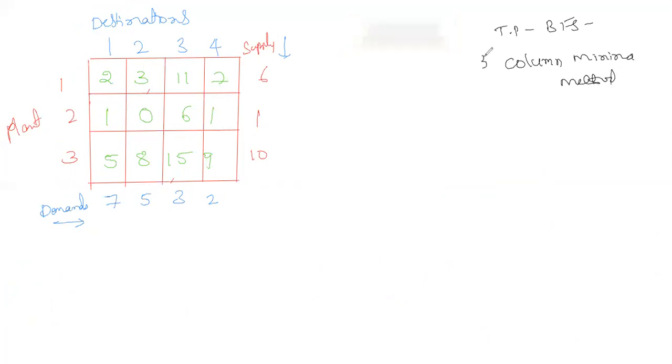This is the third variety of the third method. The name indicates it: you need to select the column, and column-wise we need to select the minimum value. So select this first column. In this, what is the minimum value?